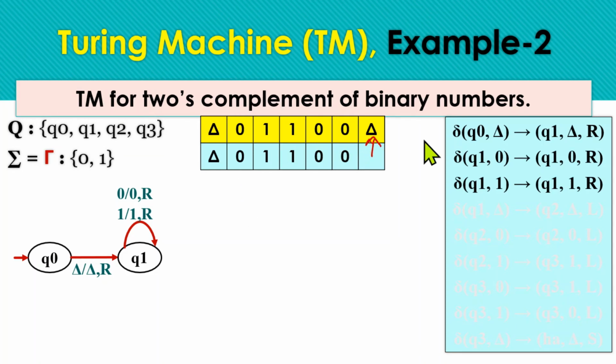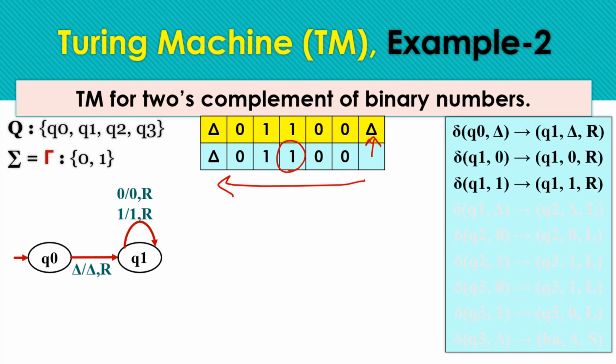Okay, now as the read write head is pointing to the next blank, from this blank we have to start moving to the left direction now. Earlier we were moving from left to right, every move was in the right direction. Now we have to start moving to the left direction and keep the same symbols until we get the first one.